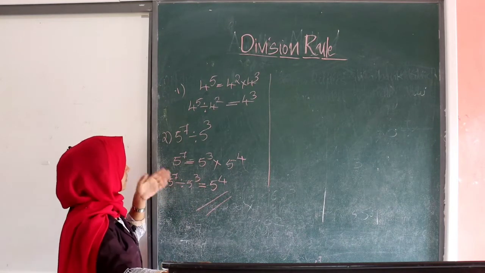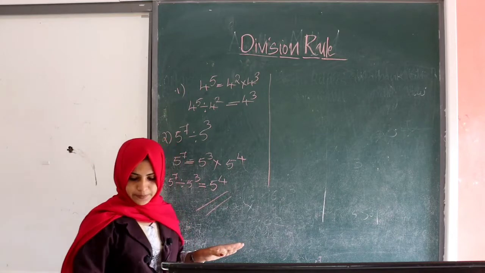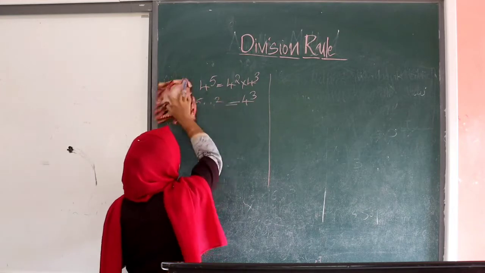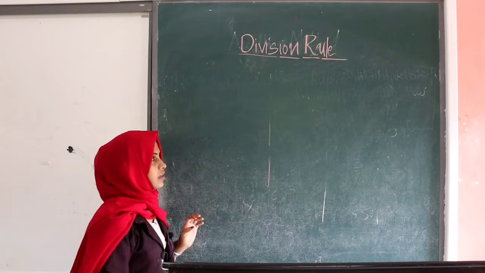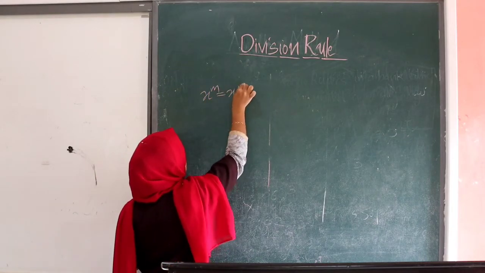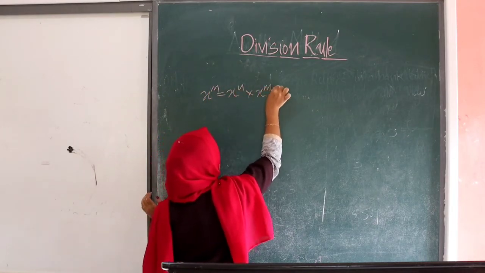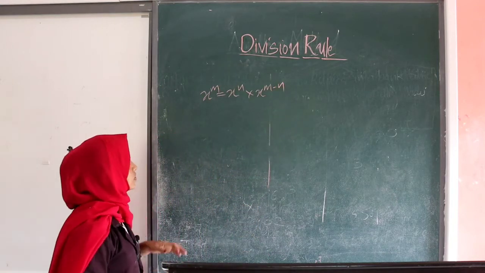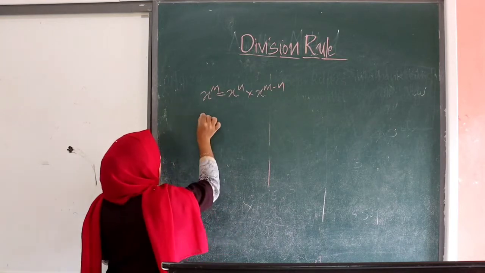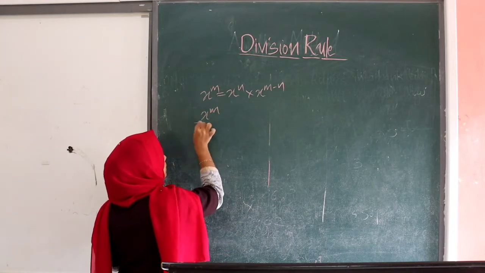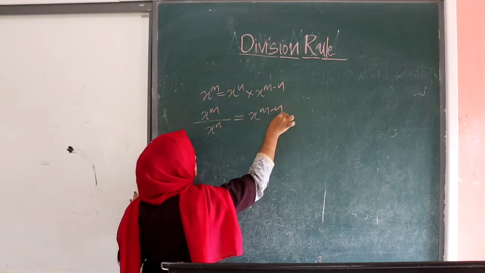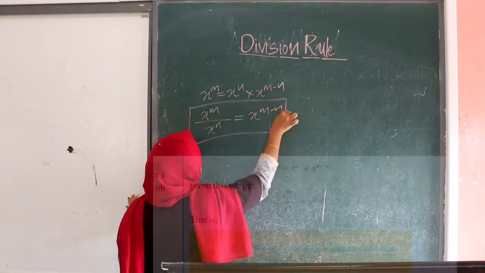From this we reach a general principle: x raised to m is equal to x raised to n into x raised to m minus n, which means x raised to m divided by x raised to n gives x raised to m minus n. So this is our division rule.